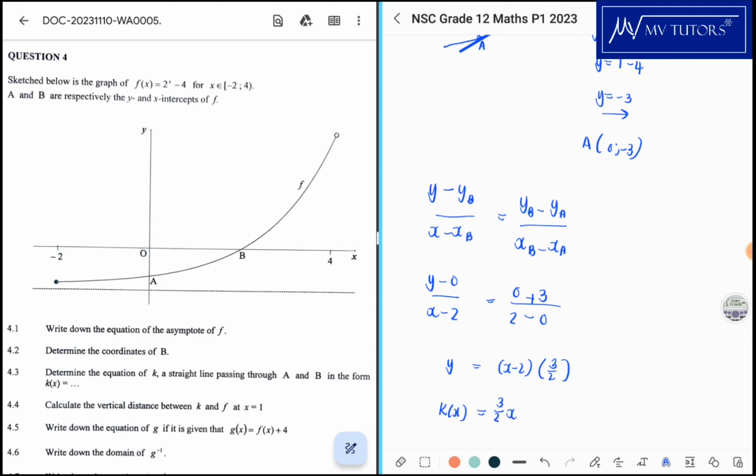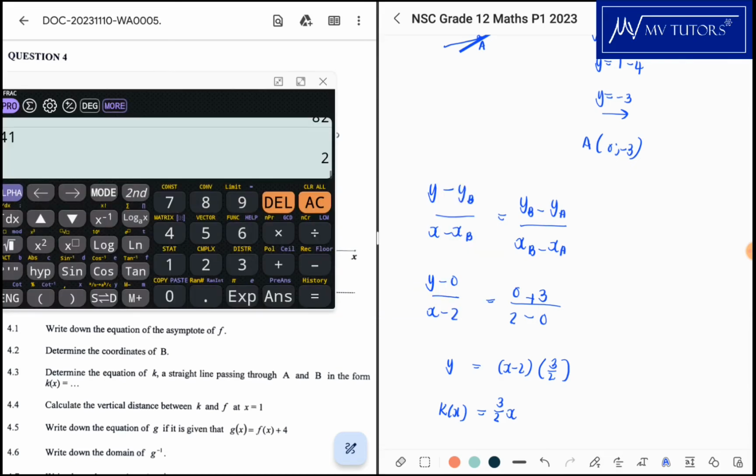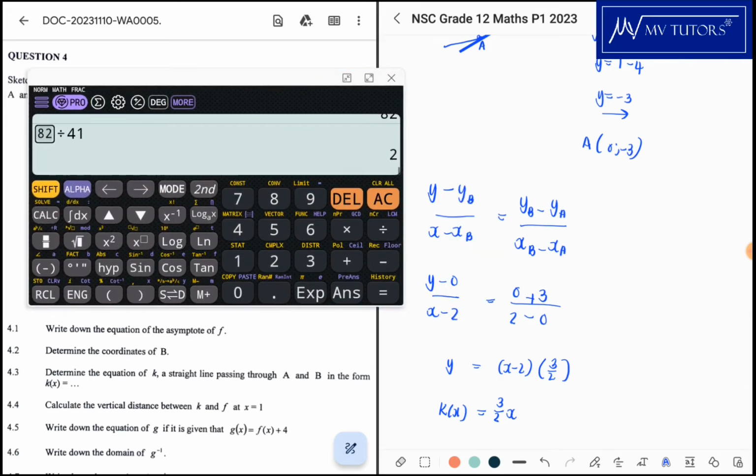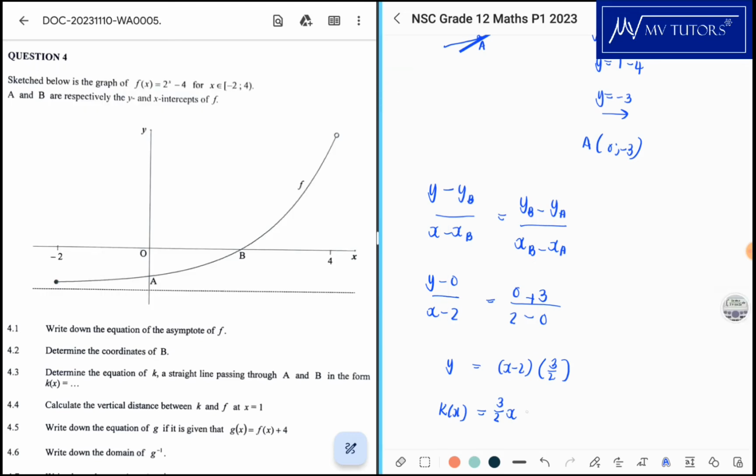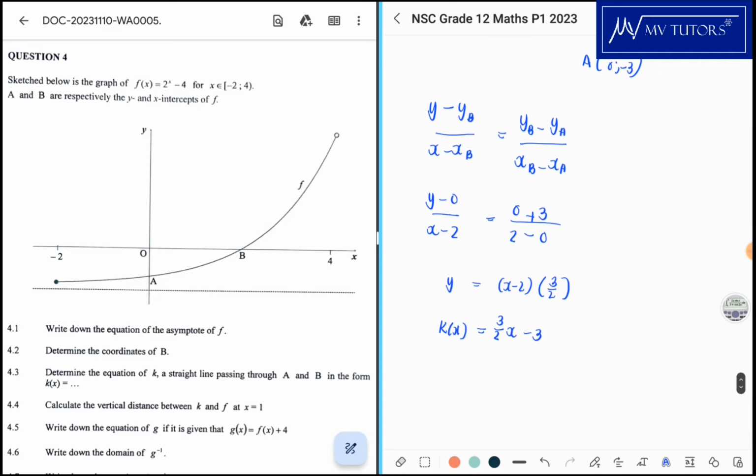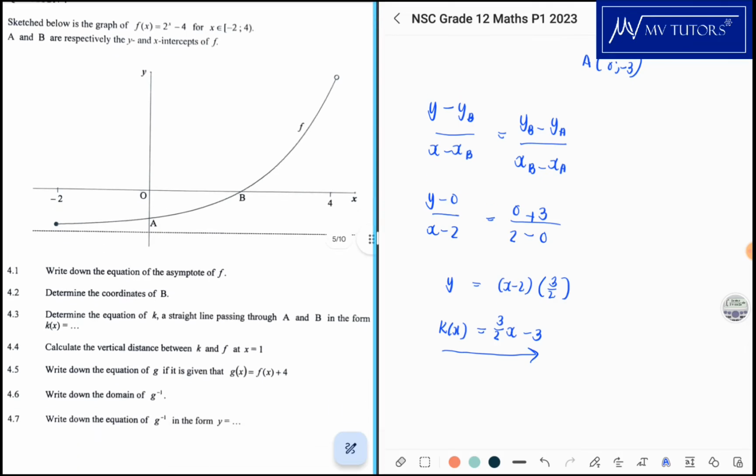And what is 3 over 2 multiplied by 2? Well, it's 3, but let's just do it. 3 over 2 multiplied by 2, you are left with 3. So therefore we have -3, and that is our equation over there. Okay, we have found it for 4.3. Now we can move on to 4.4.